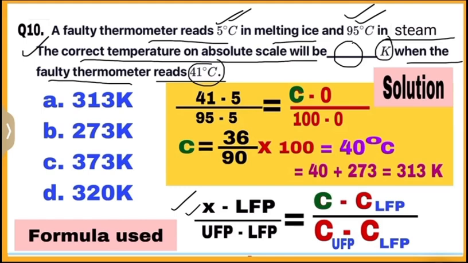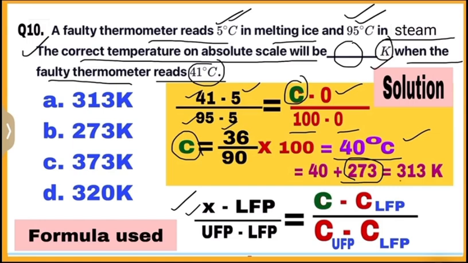fixed point. So here (41 minus 5) divided by (95 minus 5) is equal to (C minus C LFP) divided by (C UFP minus C LFP). So you have to calculate (C minus 0) divided by (100 minus 0). So value of C will be 40 degrees Celsius, but you have to calculate in Kelvin. So add 273 here and you will get the answer 313 K. So here A is the correct answer.